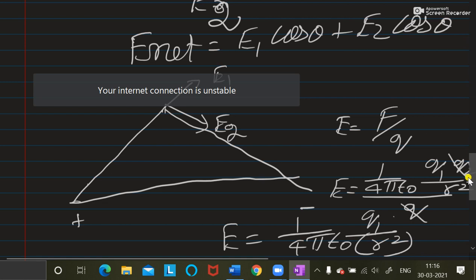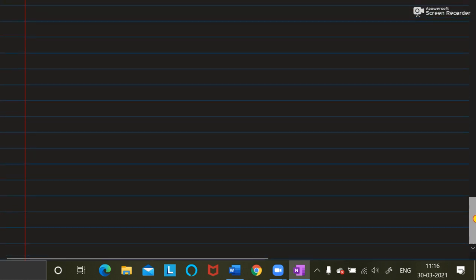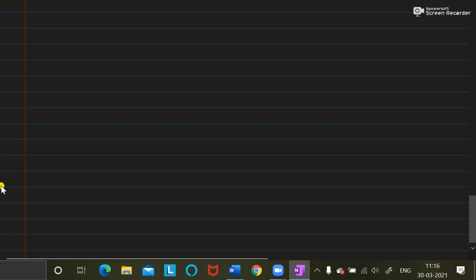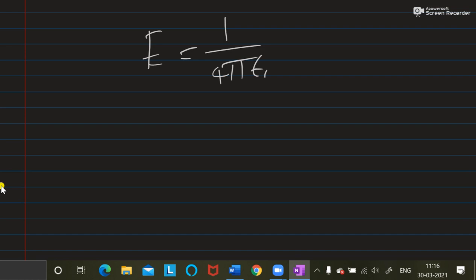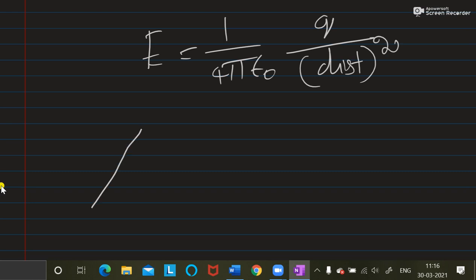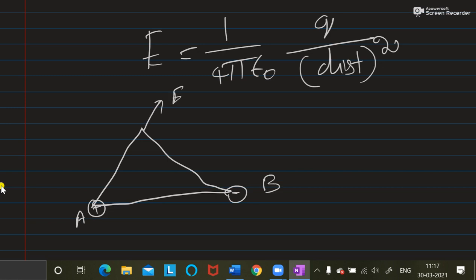There are two distances here, I will show the diagram. See here, finally we got electric field is equal to 1 divided by 4 pi epsilon naught Q divided by distance square. The distance is going to change according to E1 and E2. We have this kind of triangle. A is called positive, B is called negative. E1 is acting this side, E2 acting this side. E1 and E2 together will be acting this side, E1 cos theta plus E2 cos theta.